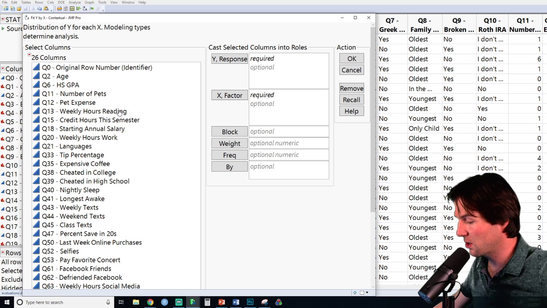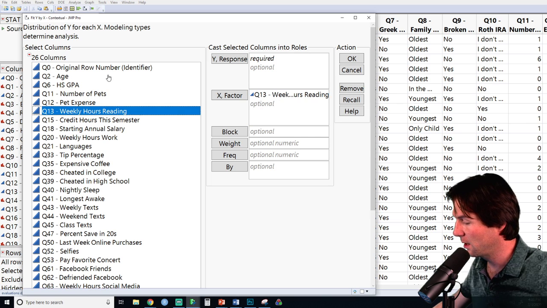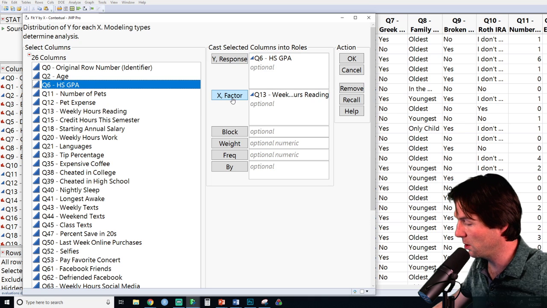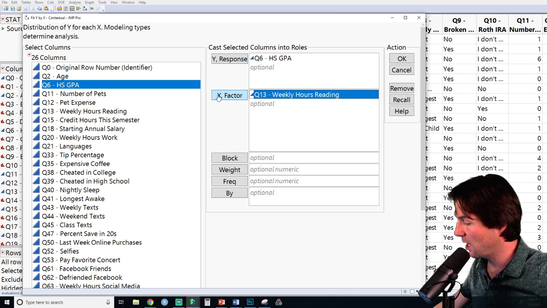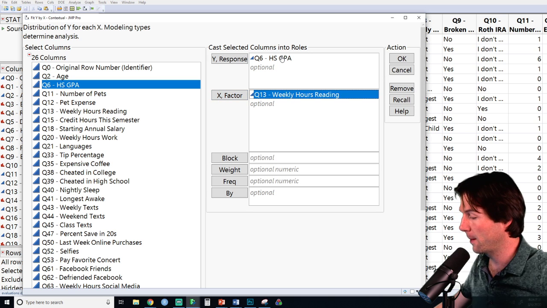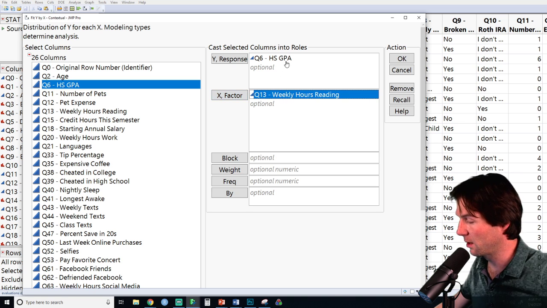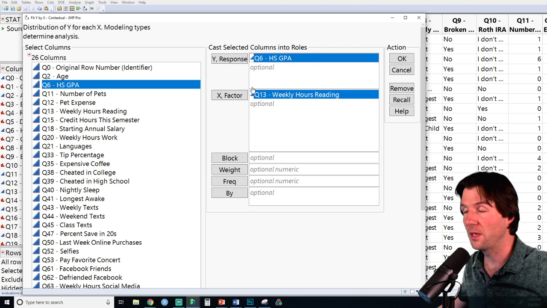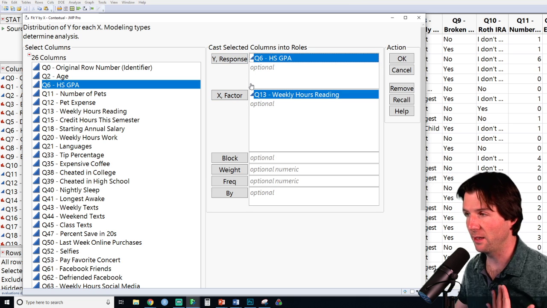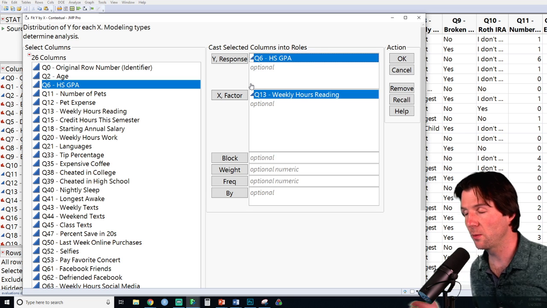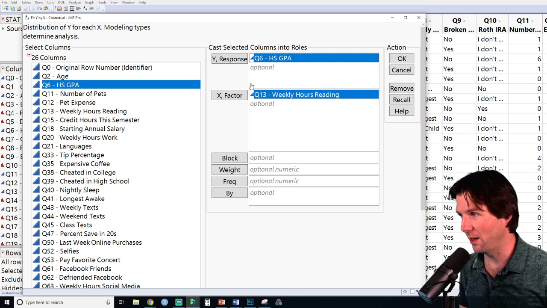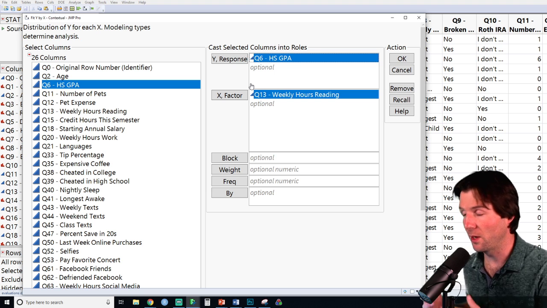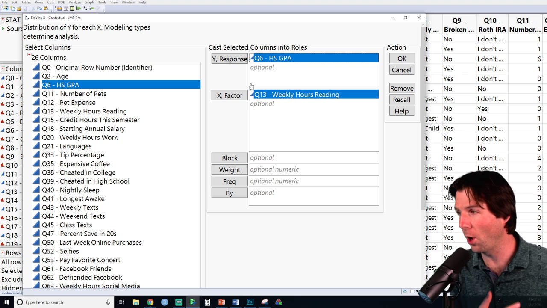So let's do, does how much someone reads explain their GPA? And I want you to notice when I say how much someone reads, does that explain their GPA? Do you see how this is the X? Does someone's weekly hours of reading explain their high school GPA? Because the X explains the Y. So does how much someone reads explain their GPA? Remember, X explains Y.